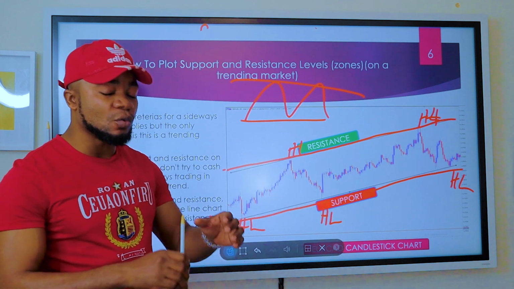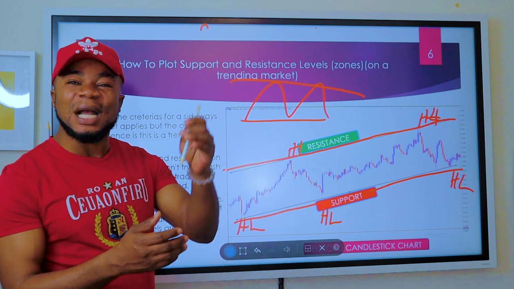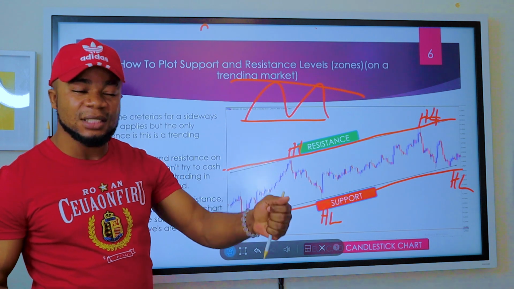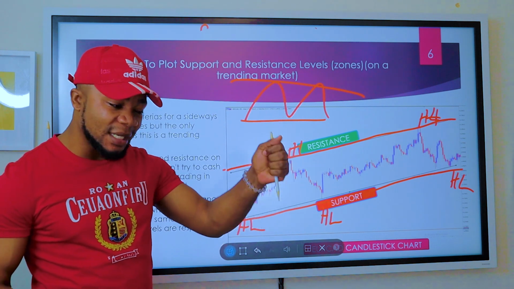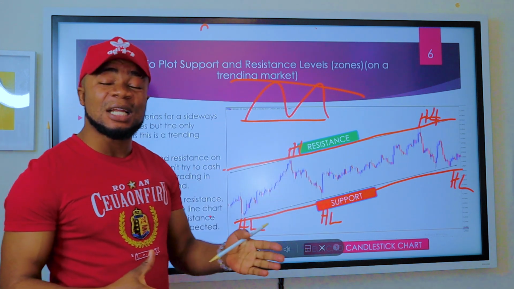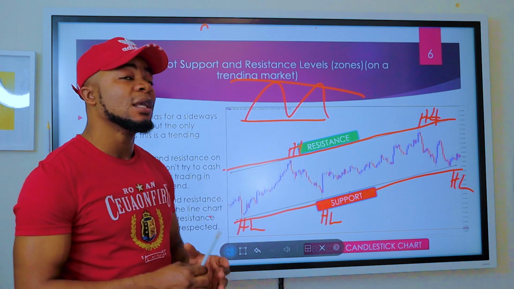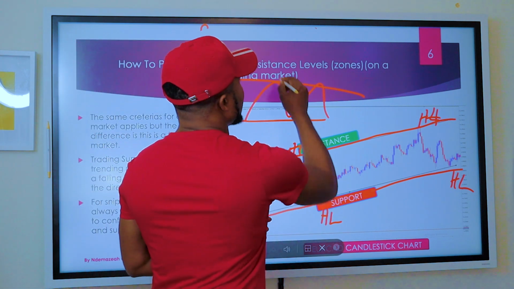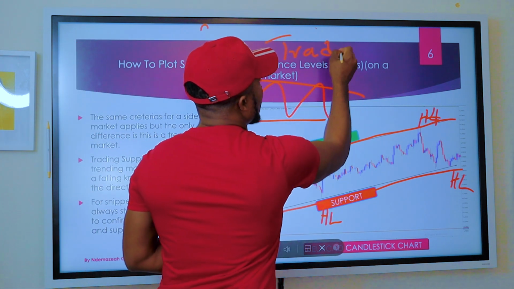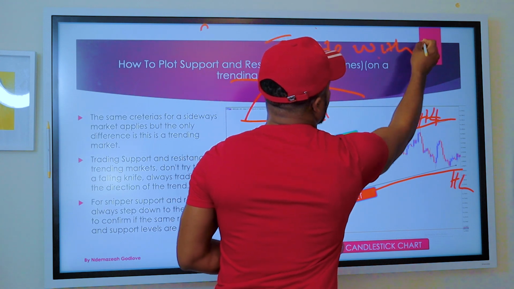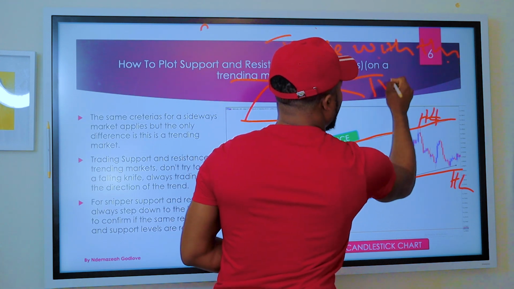And more than that, if you try to sell when the market is going up, you will be trying to catch a falling knife. The market is going up, the knife is going down, and you're trying to catch a falling knife. It's the same thing. That is why they say trade with the trend. All right, you've heard of this.